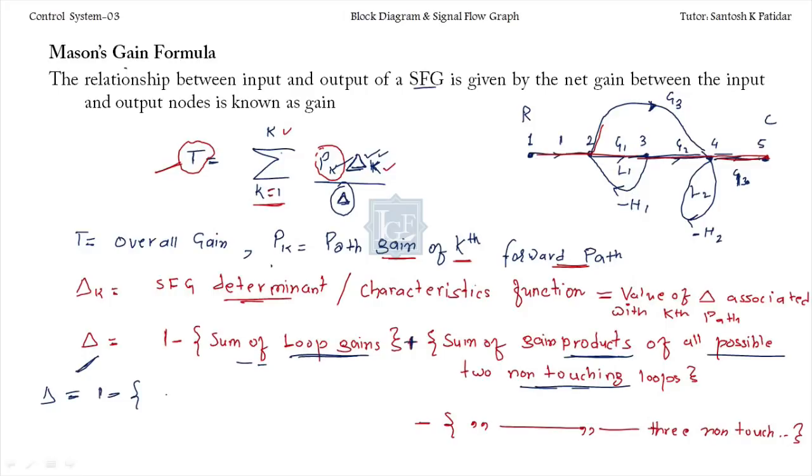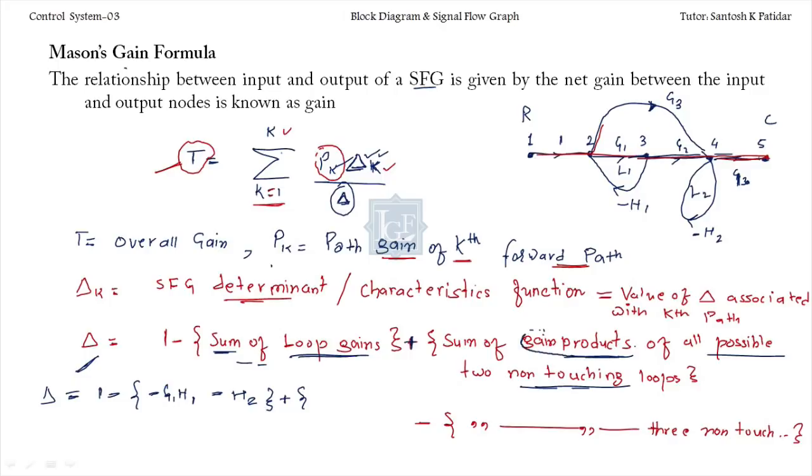Minus G1 H1, this loop G1 H1. So this is minus G1 H1, perfectly fine. The second one is given minus H2. I have to add, means I have to take the summation. So this minus over here will be minus as it is. Is there any other loop, individual loops over here? No. So it will be over. Then plus, then you have to take the sum of gain products.